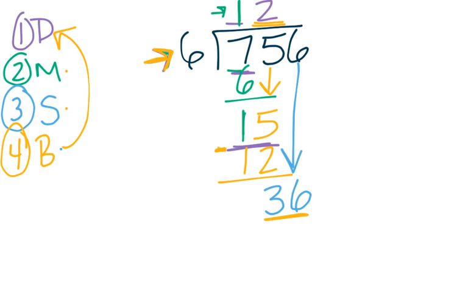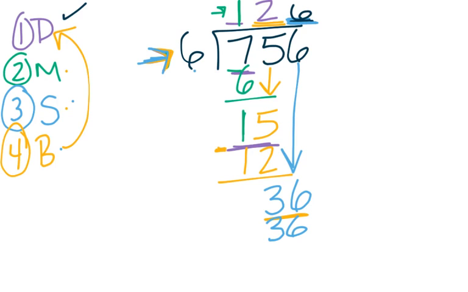Or I can think 6 times what gets me close to 36 without going over. 6 times 6 gets me 36. So I just divided 36 by 6, and I got a quotient of 6. That goes on top. So that was my division. Now I need to multiply. I'm going to focus on my divisor again, and I'm going to multiply 6 times the number that I just put on top, which is another 6. 6 times 6 is 36.